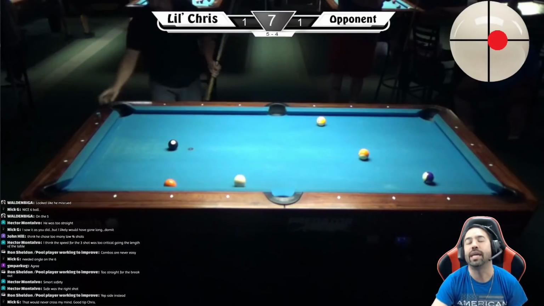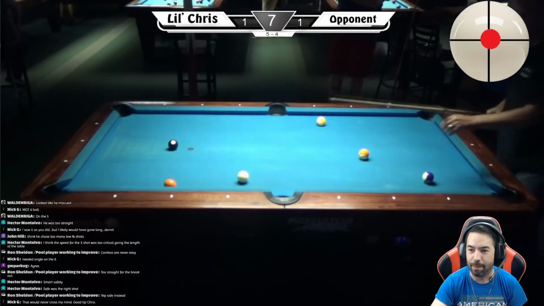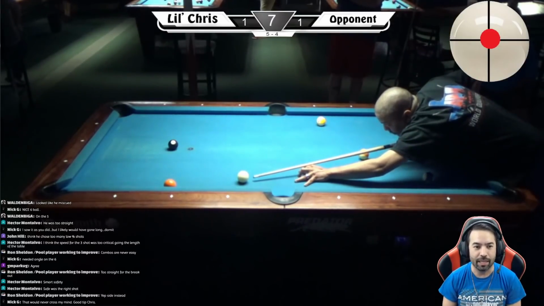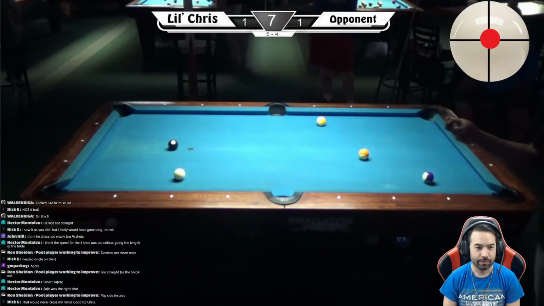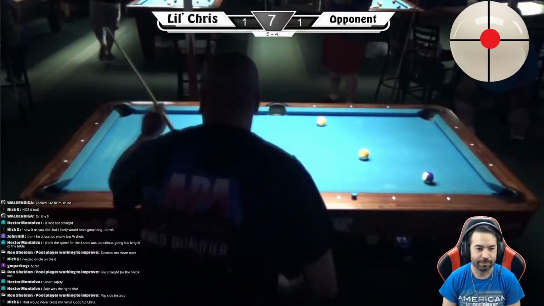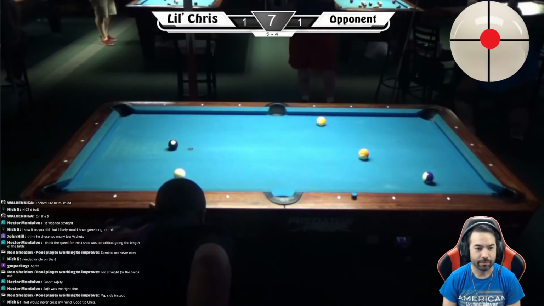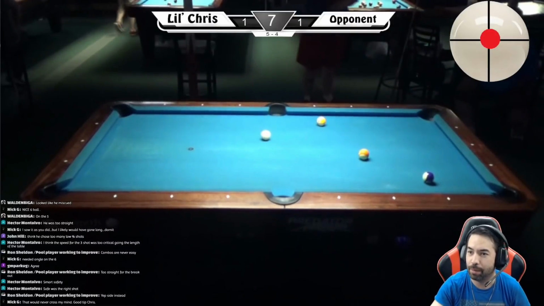Okay, sweet bank shot by my opponent. Holds position for the 5 ball. Should be relatively easy for him to hold position for the 8 ball and then take the lead 2-1. Can't complain about that. And there we go. Nicely done by my opponent.